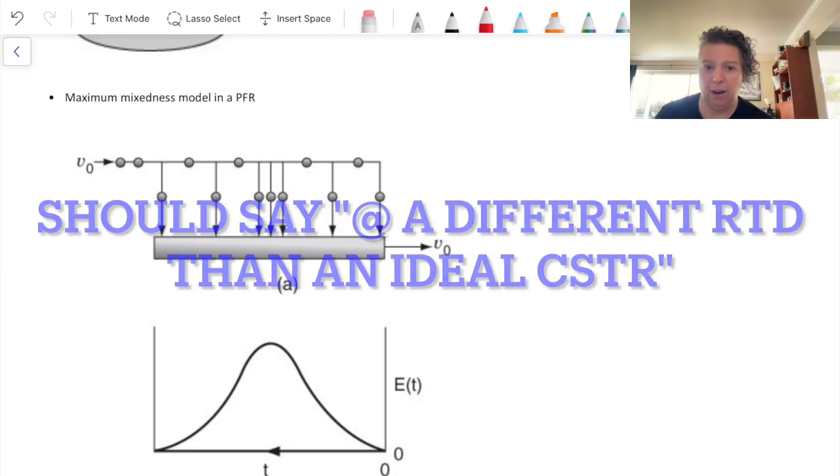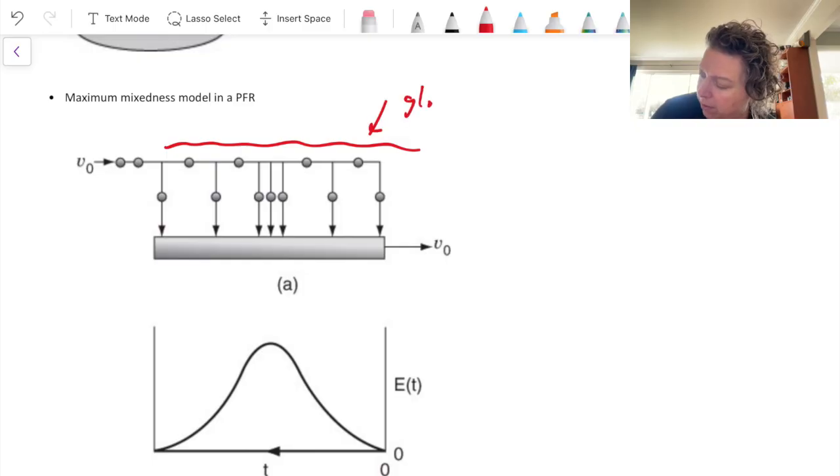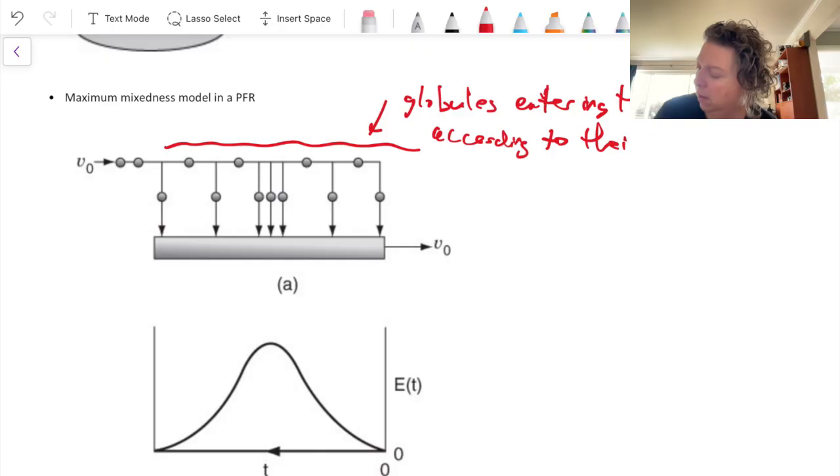Similarly, in a PFR, we have our globules entering the reactor, and what we're going to do is model that they enter based on their residence time. This is, of course, not what's really going on in a tubular reactor. All of the molecules are entering in the feed, and in a real PFR there's going to be a distribution of residence times. The way we're modeling this is that they come in based on their residence time, which again is a distribution.